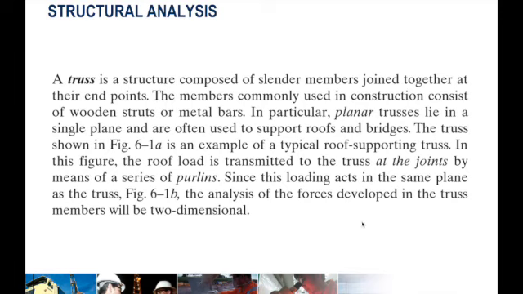So let's define what a truss is. It's a structure composed of slender members joined together at their endpoints. The members commonly used in construction consist of wooden struts or metal bars. If you are familiar with roofing, you can see the triangular shapes in there. Those are your trusses. And you can also see these trusses in bridges.